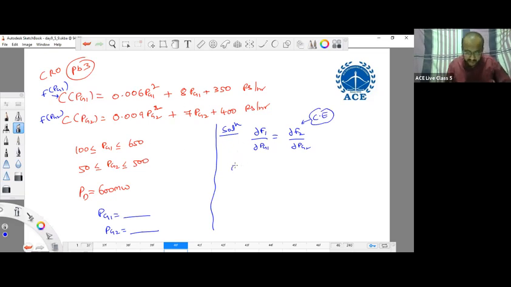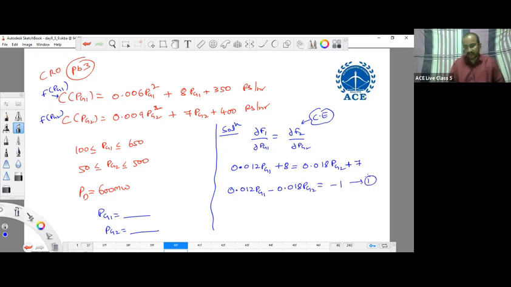So if you differentiate, what do you get here? 0.012 pg1 plus 8 is equal to 0.018 pg2 plus 7. Okay. 0.012 pg1 minus 0.018 pg2 is equal to what? Take this on the other side, you'll get minus 1. This is the first equation. So how do you develop the first equation? By using the coordination equation, yes or no?